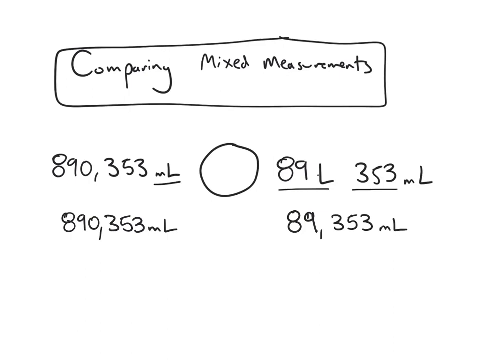Now when I look at these two numbers, it's pretty obvious to see that our first number right here is a lot larger than our second number because we have 890,353 milliliters versus just 89,353 milliliters. So I would say that this number is larger. So we can use that understanding of place value to also help us compare mixed measurements by converting mixed units to single units and then just comparing the numbers.